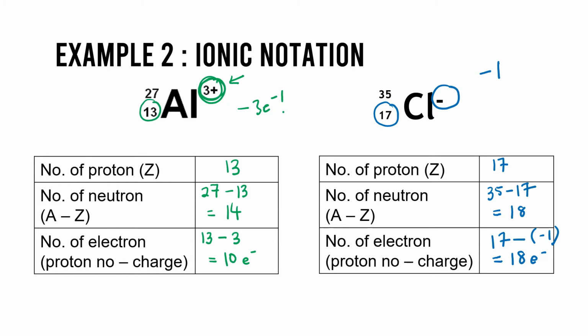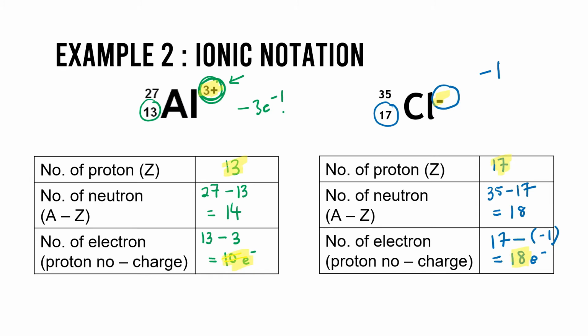So the concept is similar to 17 plus 1, because for an ion, the atom will accept electrons. So when it accepts an electron, you can simply add 1, because the number of electrons now will be more than the proton number. As the conclusion, in a cation, the number of electrons will be less than the proton number, and in an anion, the number of electrons will be more than the proton number.